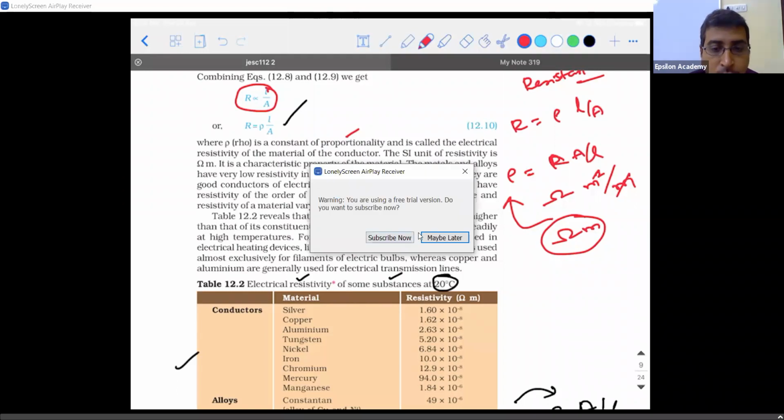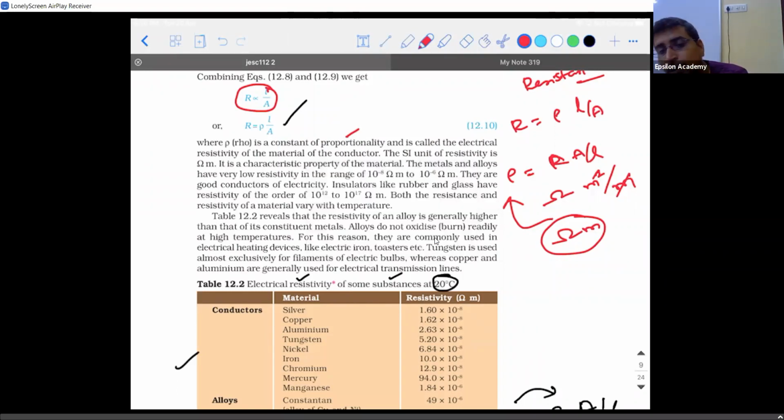So resistivity is also one of the parameters which is going to say whether the conductor is a good one or a bad one. So if you have materials which have low resistivity, they are good conductors. So resistivity is measured in terms of ohm meter, 10 power minus 8 to 10 power minus 6 ohm meter. So they are good conductors of electricity. If you talk about insulators, what are the insulators you can talk about? You can talk about rubber, glass. These have the resistivity of the order of 10 power 12 to 10 power 17 ohm meter.